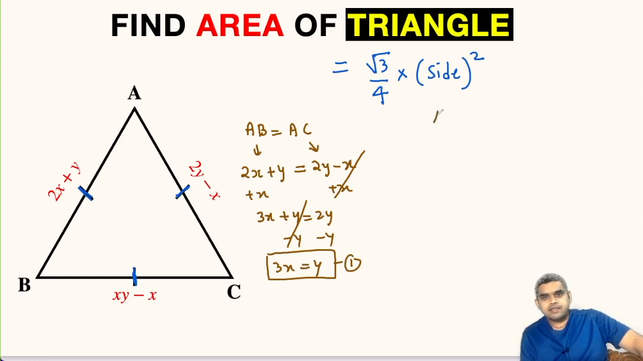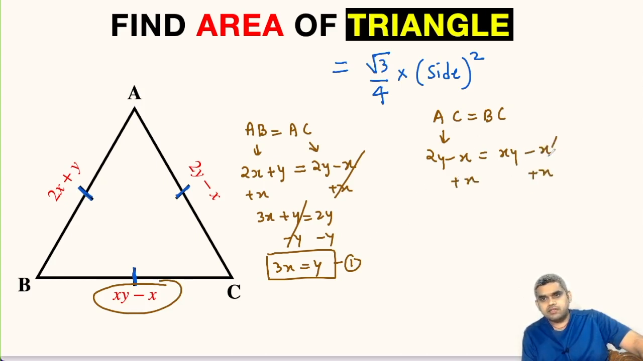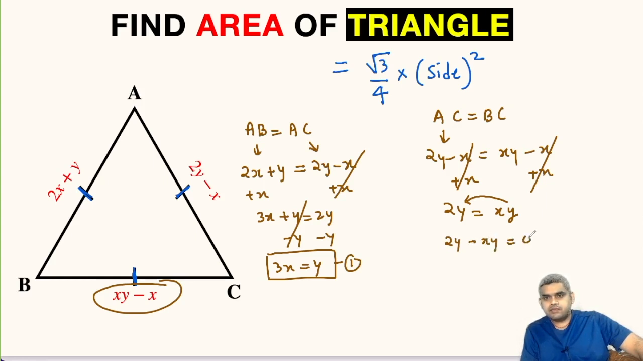Likewise, we can equate AC equals BC. AC is 2y minus x and BC is xy minus x. So from here we can add x to both sides, and this will get cancelled. So we will get 2y equals xy. Now we will shift xy to the left hand side. So this will be 2y minus xy equals 0. We will take y common. So y times 2 minus x equals 0.